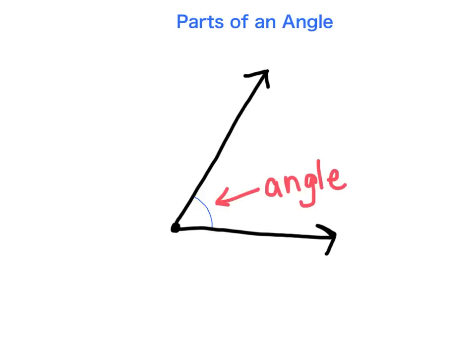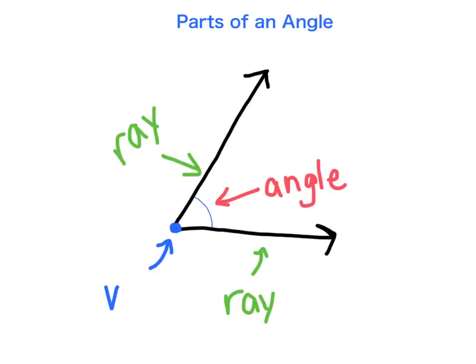Another word you'll want to be familiar with when we're talking about angles is the word ray. This is a ray right here, and this is a ray right here. So let's label those. That's a ray, and that's a ray. Label those on your worksheet as well. And then finally, you'll need to be familiar with this point right here where the two rays meet. That's called the vertex. Alright, and we'll use that later when we're naming our angles. So make sure you have these identified on your sheet.